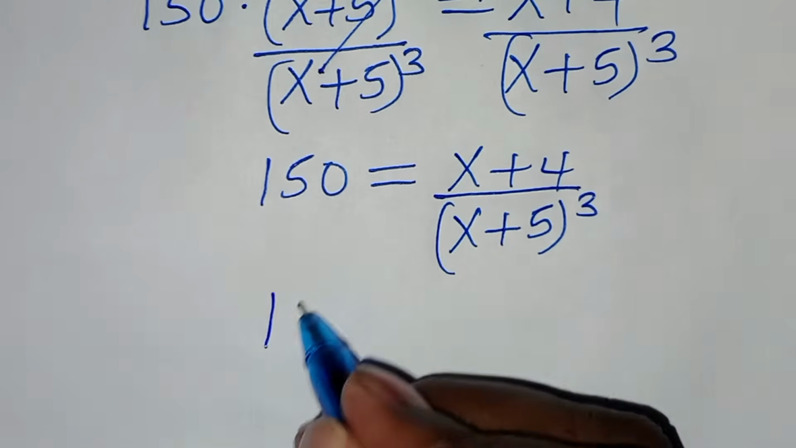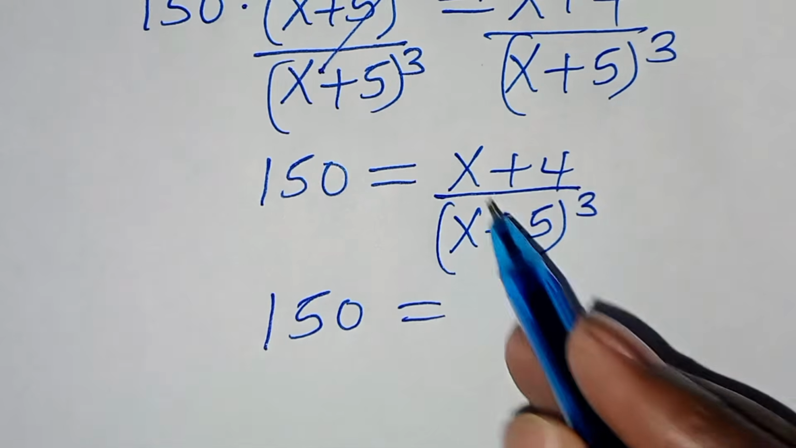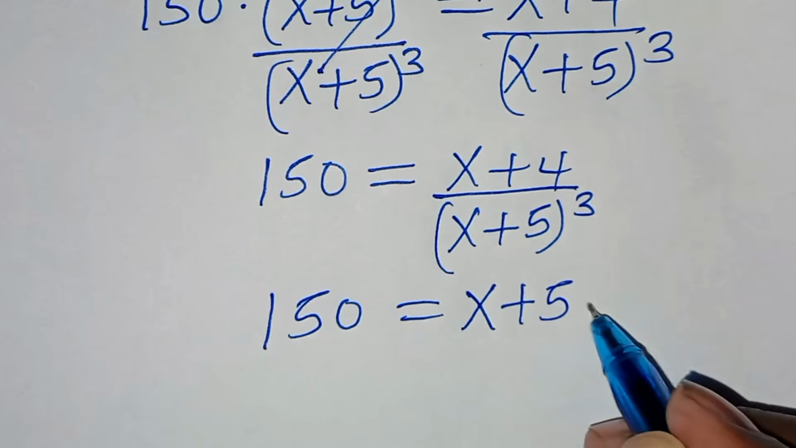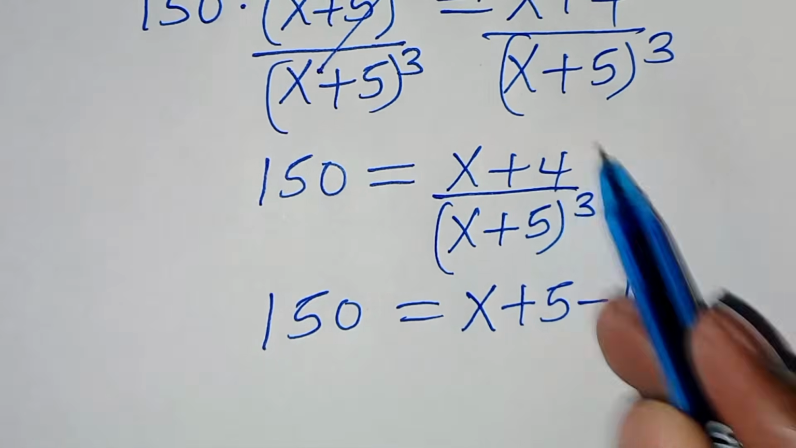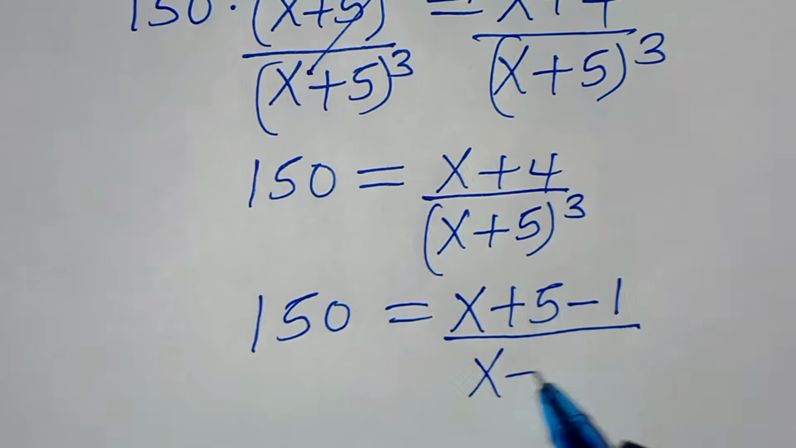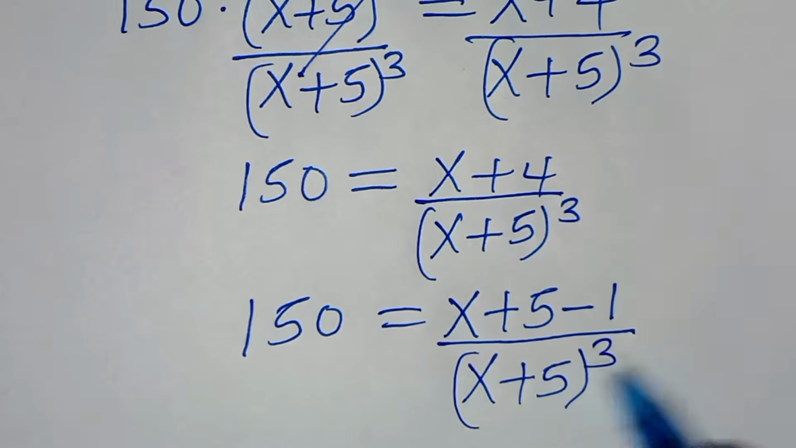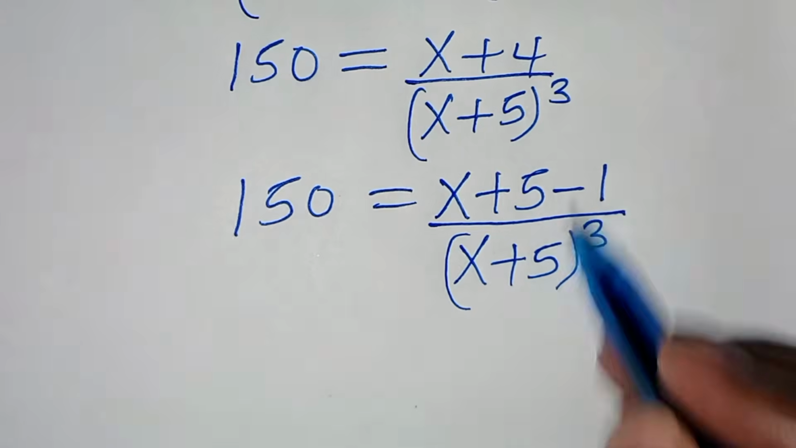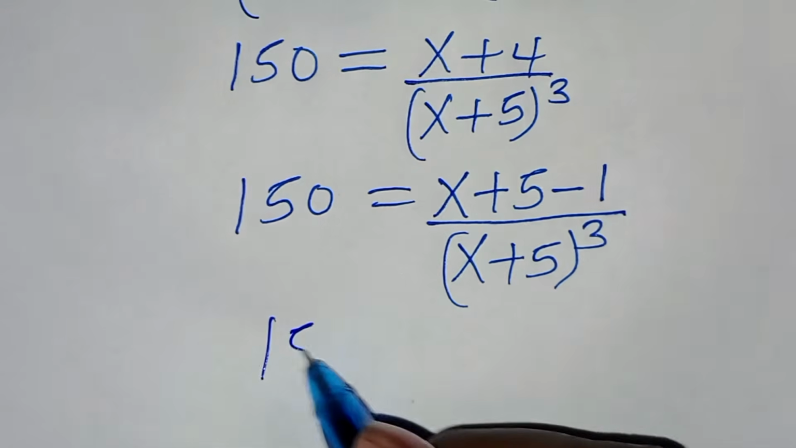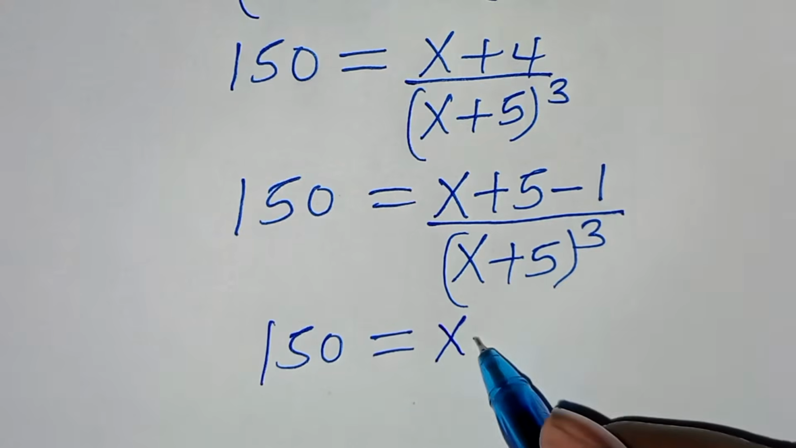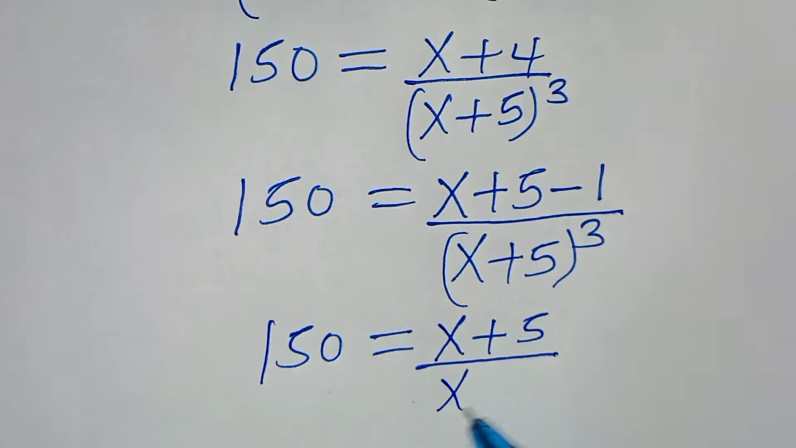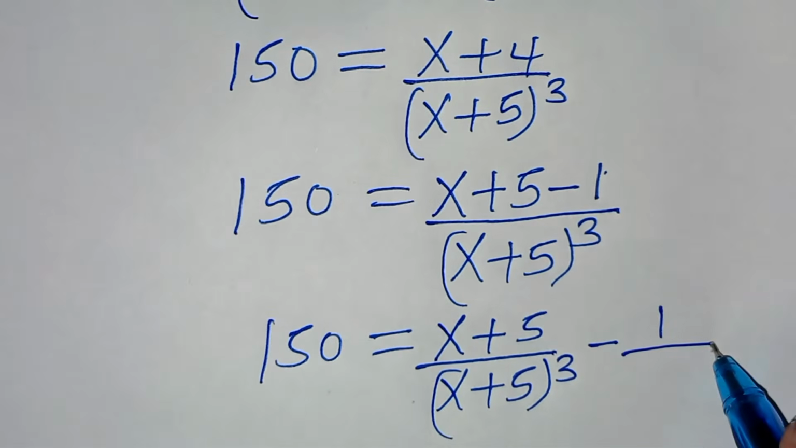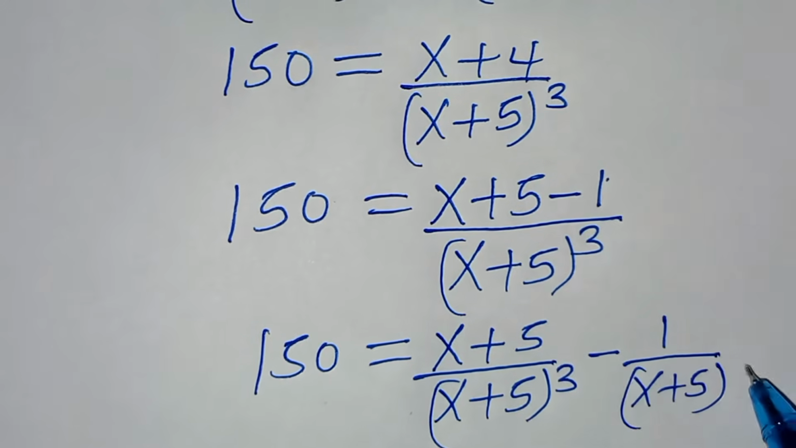The next step is that we have 150 is equal to x + 4. We can express 4 as x + 4, that is x + 5 minus 1, because 5 minus 1 is the same thing as 4. So all this is divided by (x + 5)^3. Now, we can split this fraction, so 150 is the same thing as (x + 5) over (x + 5)^3, subtract 1 over (x + 5)^3.